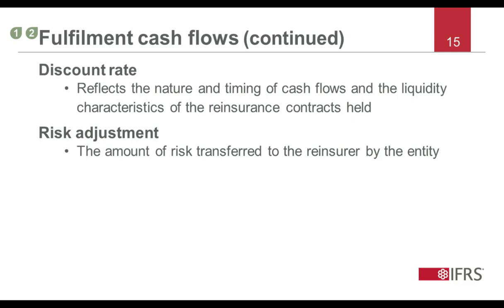The fulfillment cash flows of the reinsurance contracts held includes a risk adjustment for non-financial risk. The objective of the risk adjustment is to measure the amount of risk being transferred from the cedant to the reinsurer. IFRS 17 does not specify the technique or methods that an entity must use to estimate the risk adjustment. However, the technique and method must meet the objective for the risk adjustment.